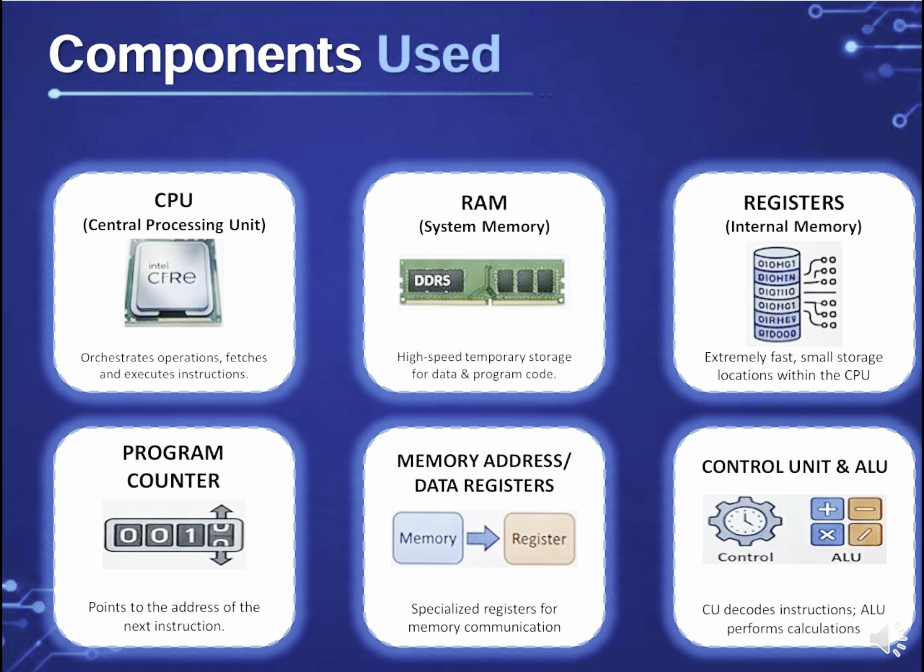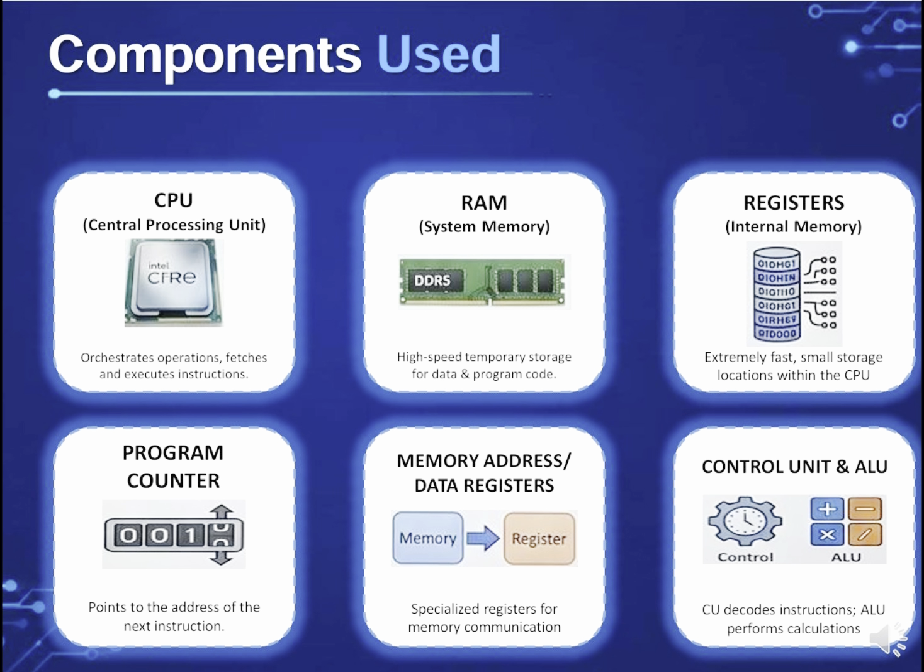Several components work together during the fetch execute cycle. The CPU controls the entire process. RAM stores the program, instructions, and data that the CPU needs. Registers provide very fast temporary storage inside the CPU. The program counter, or PC, stores the address of the next instruction to be executed.